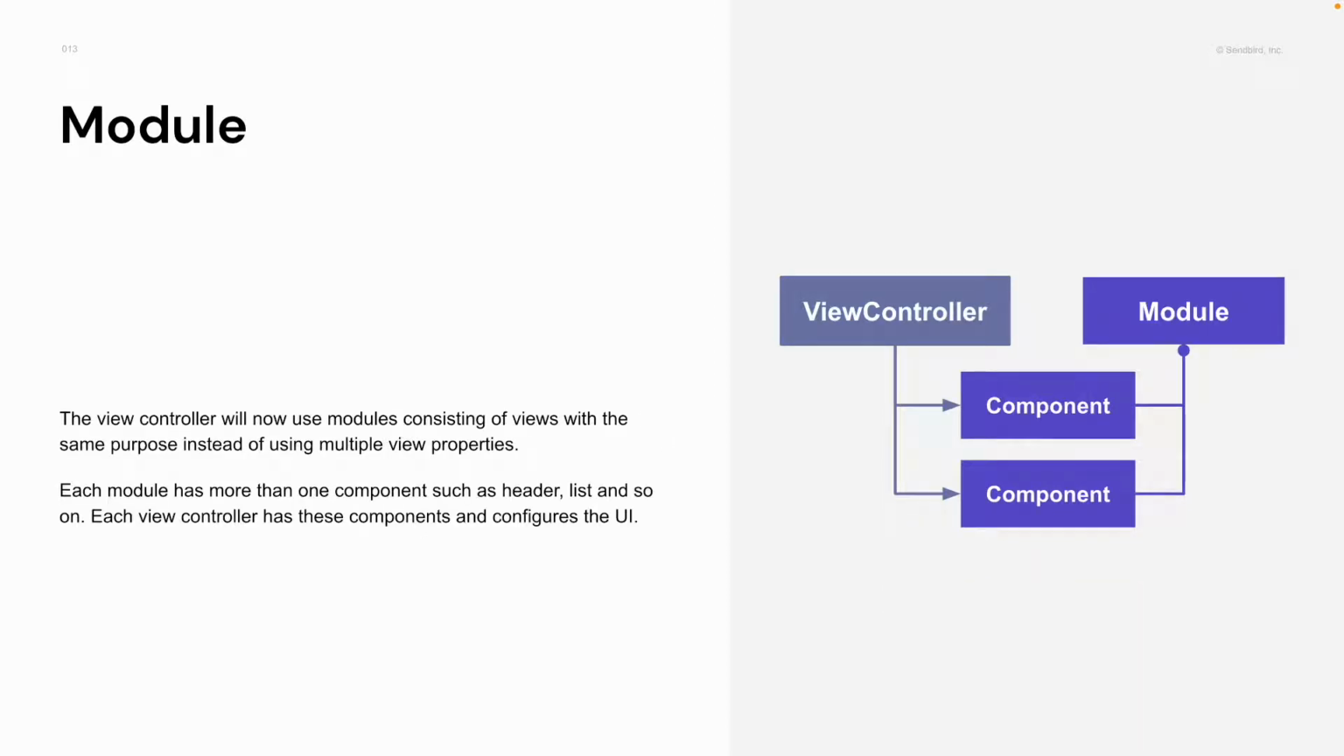However, the way of organizing the views has changed from version 3. The view controller will now use modules consisting of views with the same purpose instead of using multiple view properties. Each module has more than one component, such as header, list, and so on. Each view controller has these components and configures the UI.